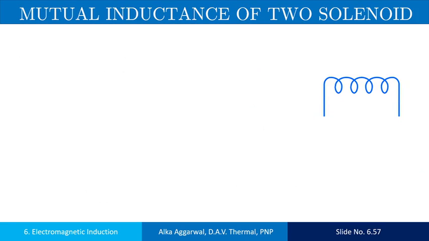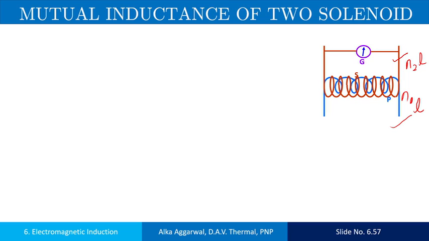Now we will derive the expression for the mutual inductance of two solenoids. Say this is the primary coil. It has number of turns N1, L is its length, and R is the radius of the coil. This is the second coil whose number of turns is N2 and its length is also L. This coil is connected with a galvanometer and the first coil is connected with a battery. As it is connected with the battery, current is flowing through the first coil, the blue coil.